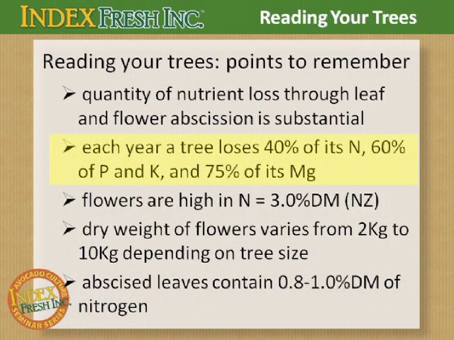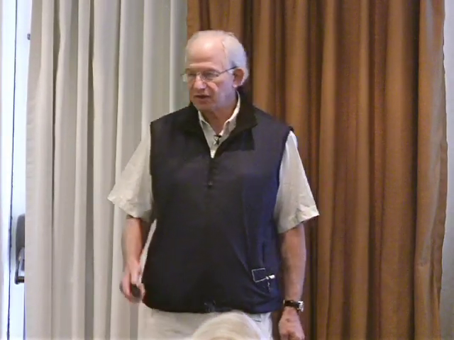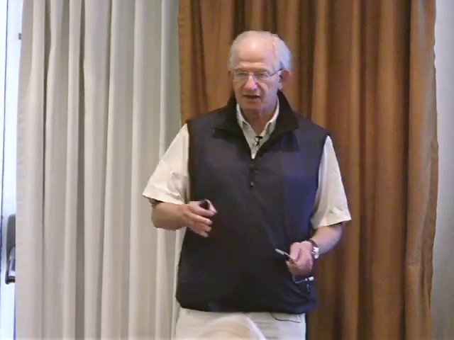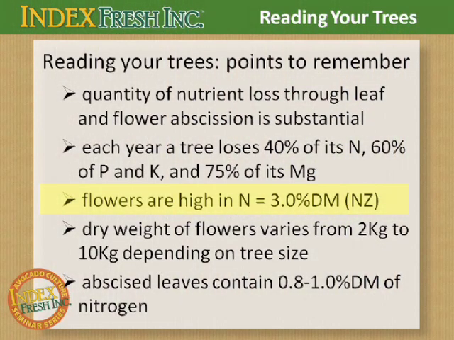Each year, a tree loses 40% of its nitrogen, 60% of its P and K, 75% of its magnesium, is what Cameron found when he did this work. The trees were relatively large. Another thing we found is that flowers are high in nitrogen, up to 3% dry matter. There's some recent work by Carol Lovett, and she went out and did work in a number of counties, and that work showed about 2.7, 2.8%. So our data and the data here in California are not too far apart from each other.